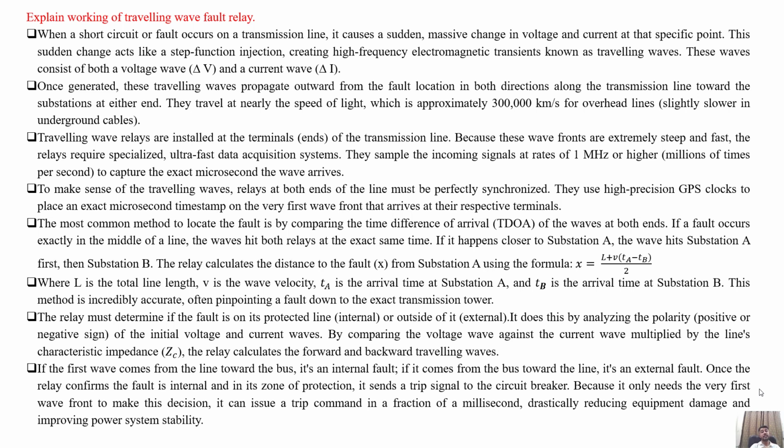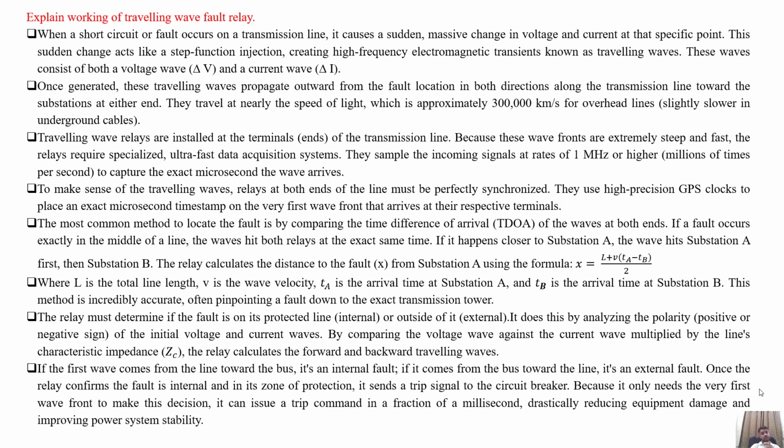The relay must determine if the fault is on its protected line, that is internal, or outside of it, that is external. It does this by analyzing the polarity, that is the positive or negative sign, of the initial voltage and current waves. By comparing the voltage wave against the current wave multiplied by the line's characteristic impedance ZC, the relay calculates the forward and backward traveling waves. If the first wave comes from the line towards the bus, it's an internal fault. If it comes from the bus towards the line, it's an external fault.